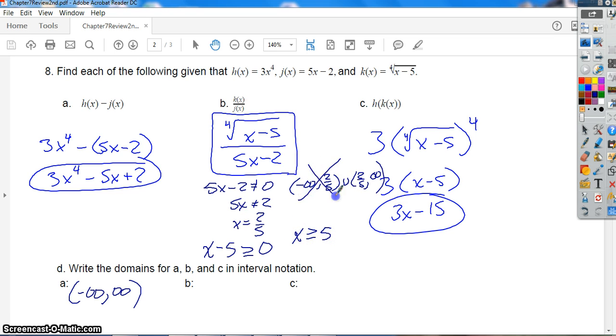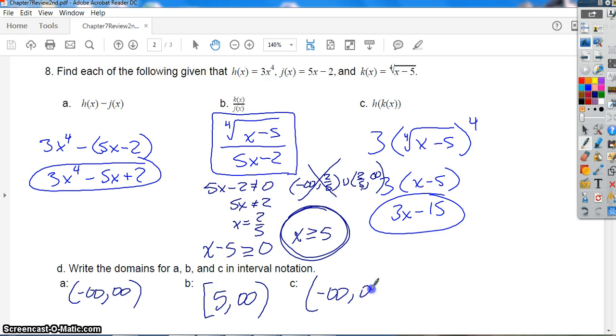Okay, which means all the x's that work on bottom that are smaller than 5 won't work. So this is your limiting factor. So your domain is actually, and I need a bracket, not a parenthesis, 5 to infinity. And then the last one, this would be negative infinity to positive infinity. No restrictions, no square roots, no division. We're good to go.